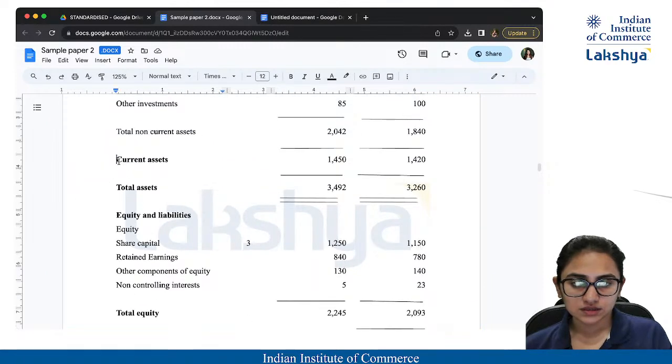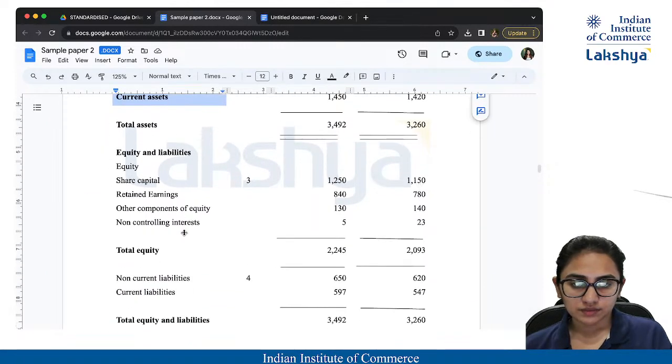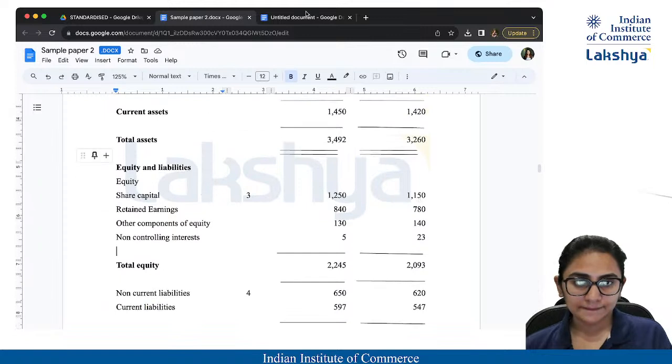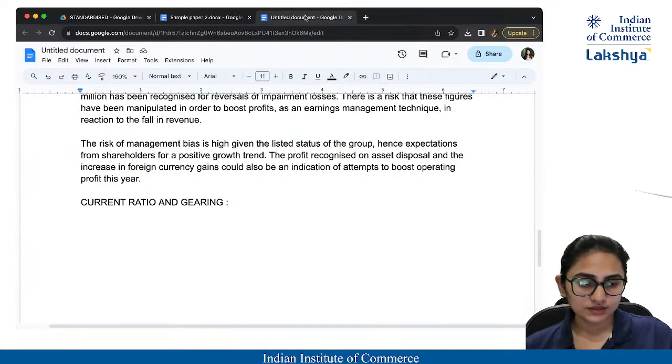Current assets divided by current liabilities is the current ratio, and then the gearing. So let's talk about that. About current ratio and gearing.